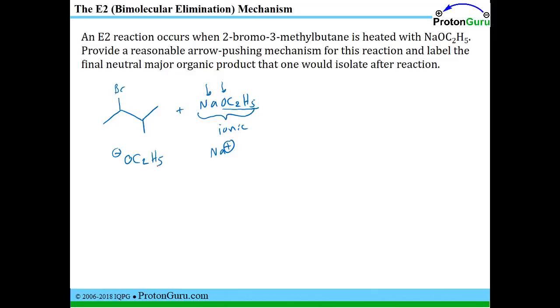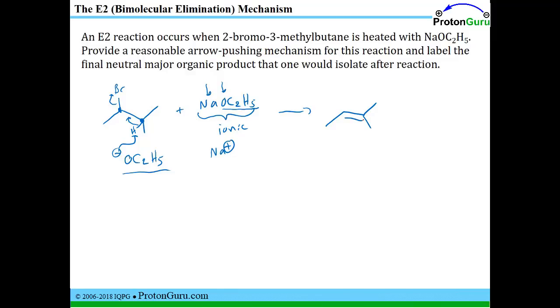We know that the E2 reaction needs a strong base, and this is in fact a strong base, stronger than hydroxide, which we know is probably the first strong base we've learned about. And we utilize that base to carry out the E2 mechanism, taking a proton off of the most substituted carbon that is adjacent to the leaving group site. And this leads to our final product very easily, this alkene.